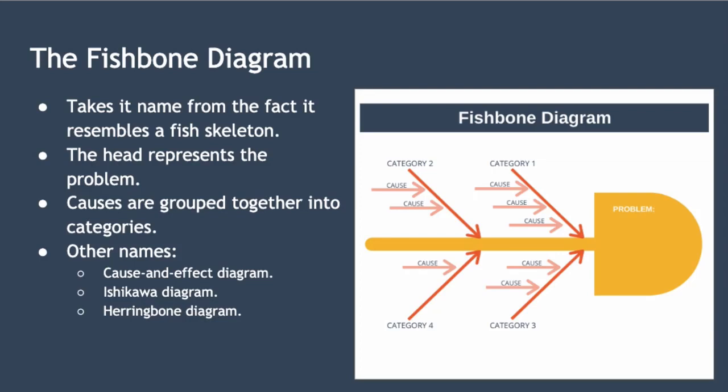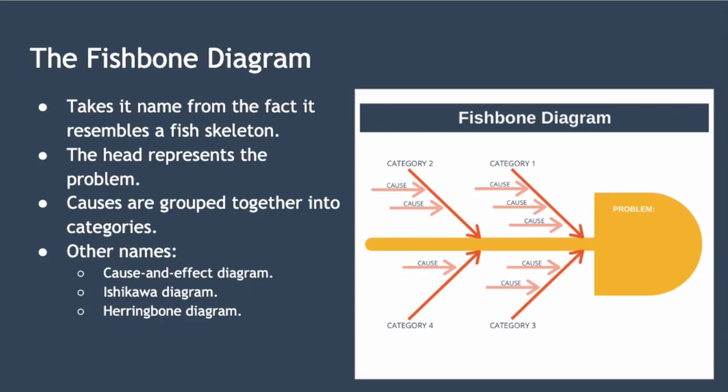Now, a fishbone diagram takes its name from the fact it resembles the shape of a fish skeleton. The head of the fishbone diagram represents the problem you want to investigate. The backbone of the skeleton connects the spines, which represent the range of likely causes, and related causes are bundled together into categories.